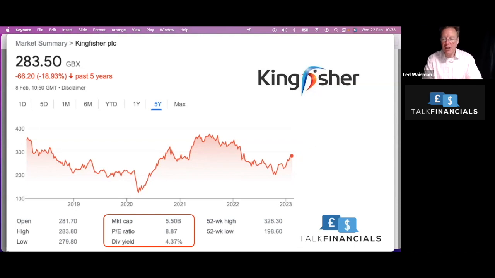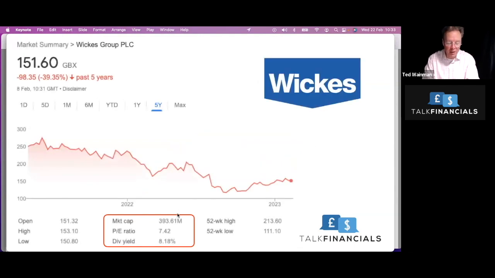So if that's Kingfisher, let's have a look at Wickes. Wickes is much smaller, as we'd expect, only 393 million, which is by my estimate about 6.7 times earnings. Google has it down at 7.42, probably some updated figures in there. Again, looking relatively cheap. If you take the yield and turn it upside down, you're looking at about a 12, 13, 14, 15% yield in terms of the earnings. Dividend yield, 8%. I've got it down as 9%.